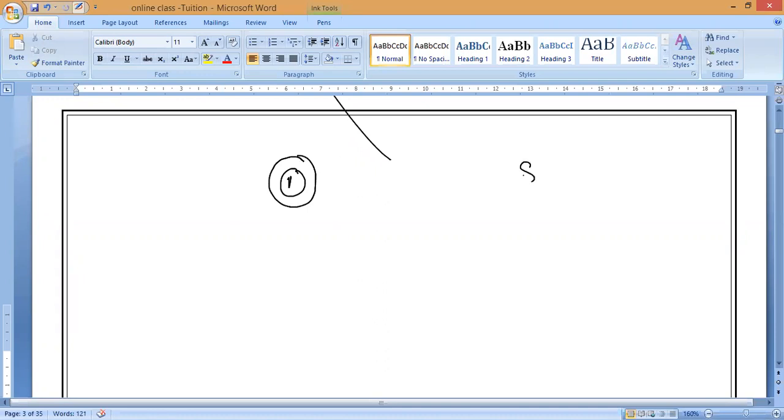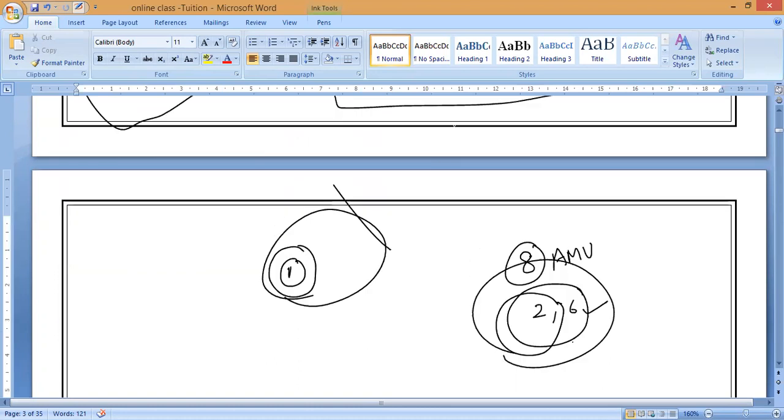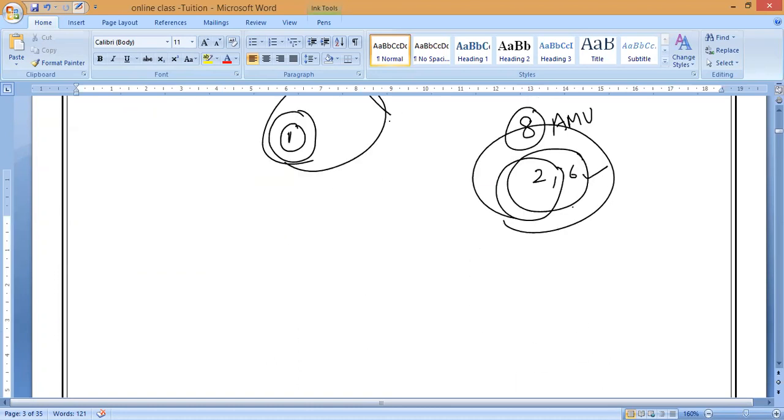Suppose if you take oxygen, 8 is the atomic number. So that means 2,6. It contains two shells. Yes or no? Now tell me, whose size is bigger? Here 1, and here 1 and 2. So now whose size is bigger? Oxygen size is bigger than the hydrogen. Hydrogen is smaller than the oxygen size.